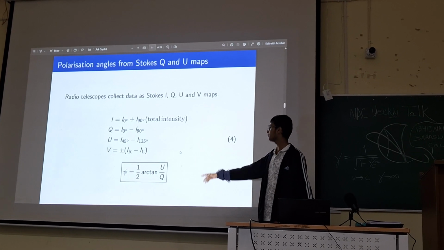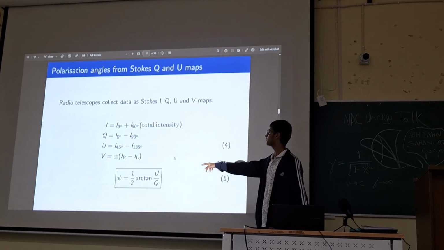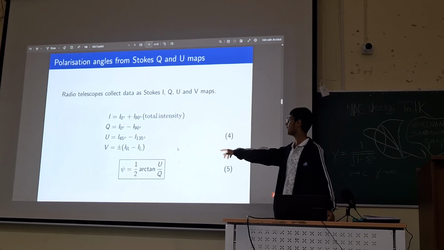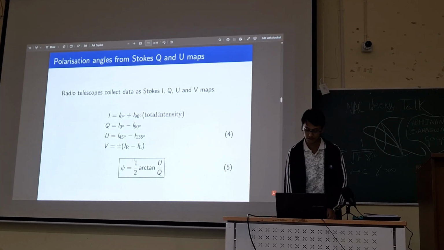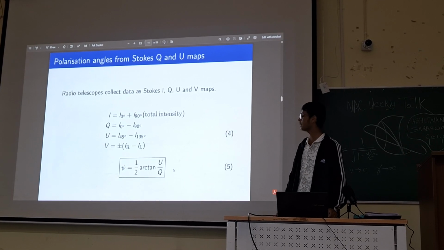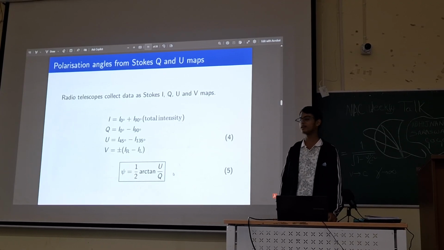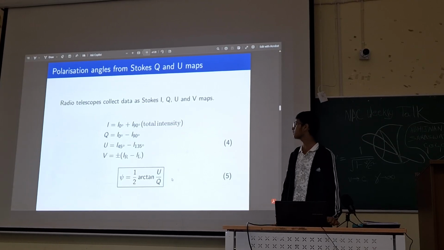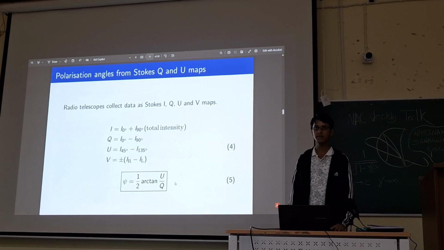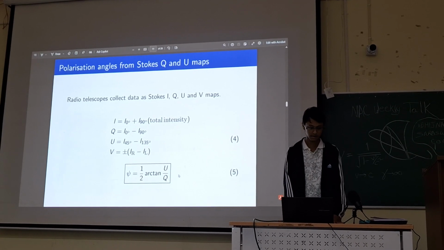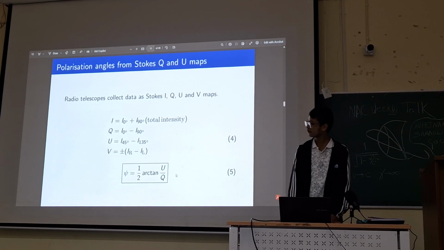The polarization angle psi can be calculated from the Stokes U and Q maps with this expression: psi is equal to half of tan inverse of U by Q. This formula can be derived for a purely linearly polarized light. One can try deriving it, but we'll skip the derivation.